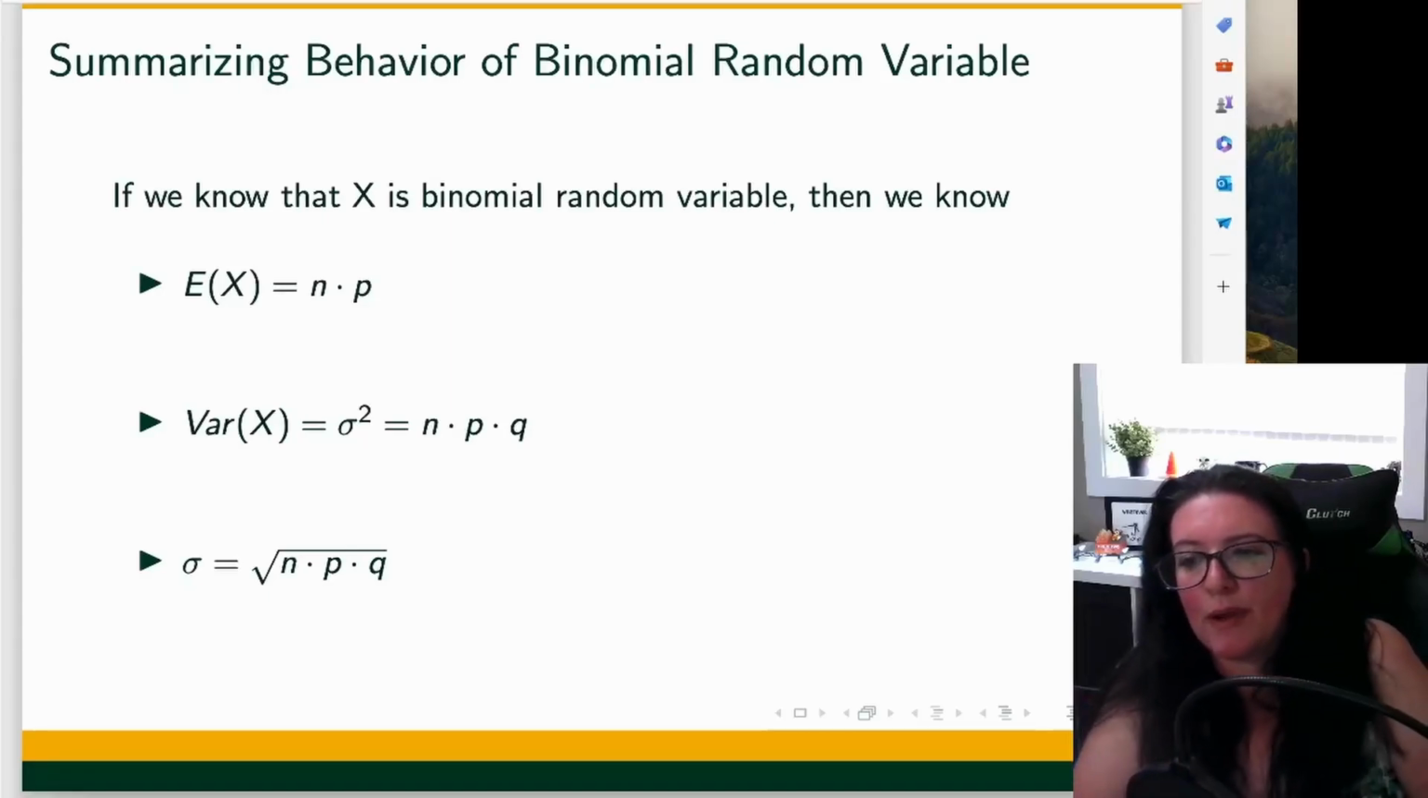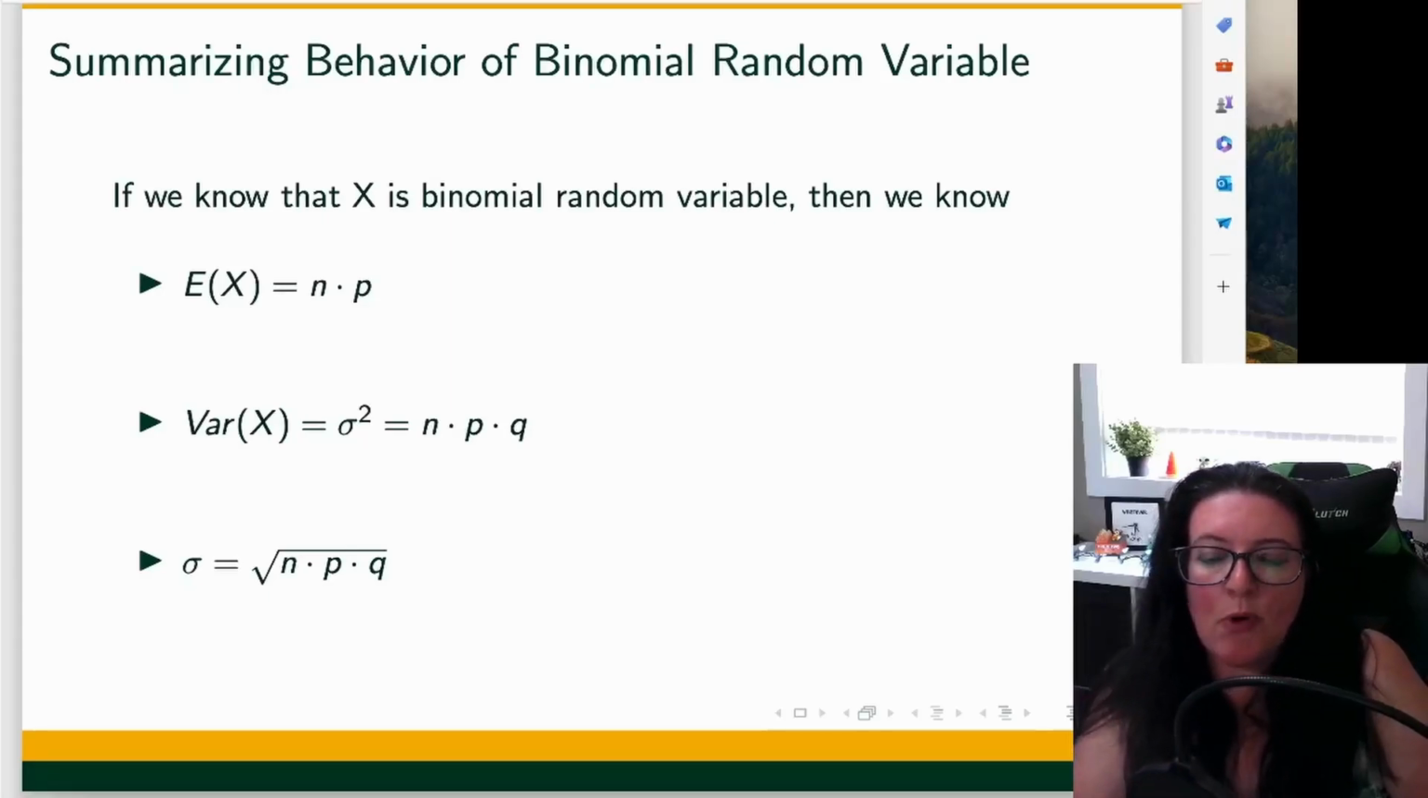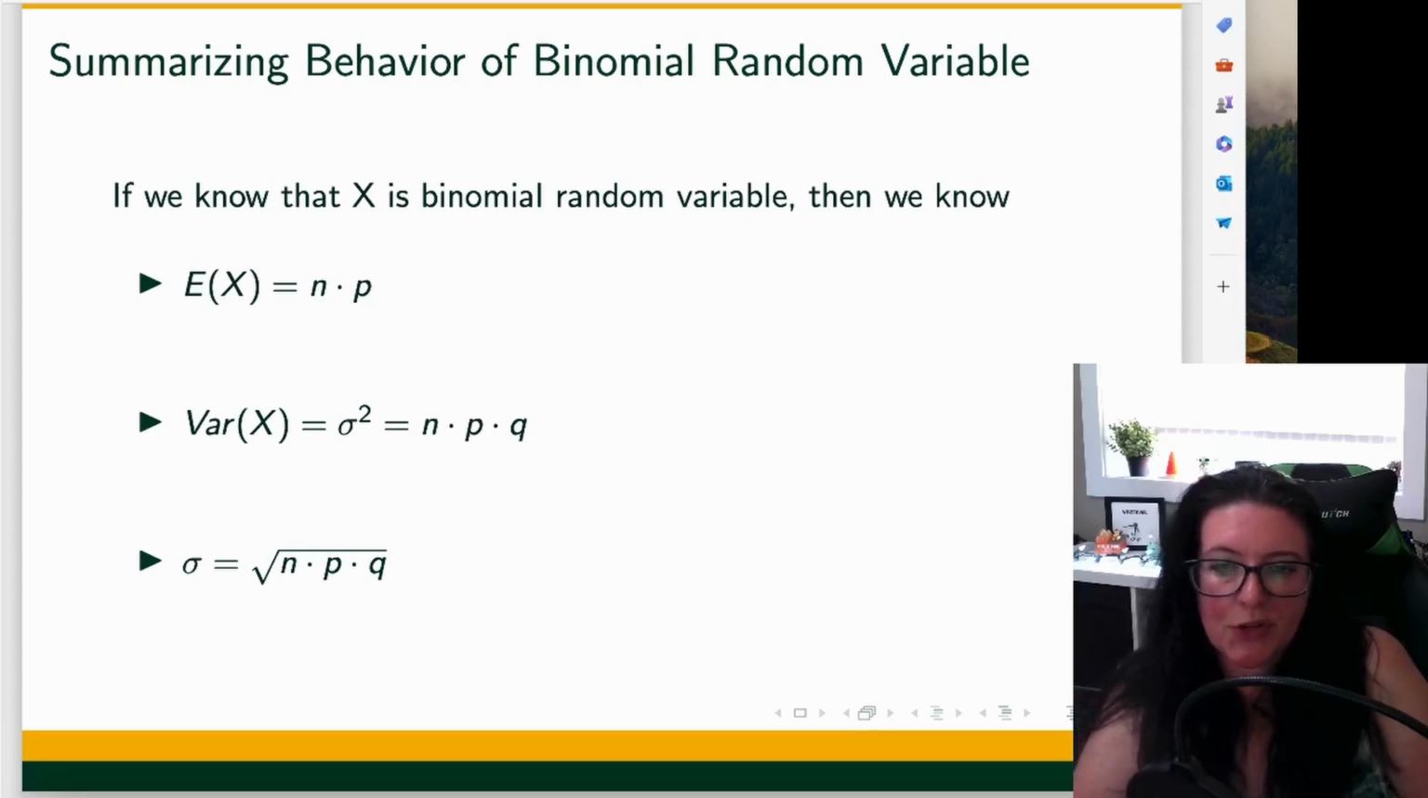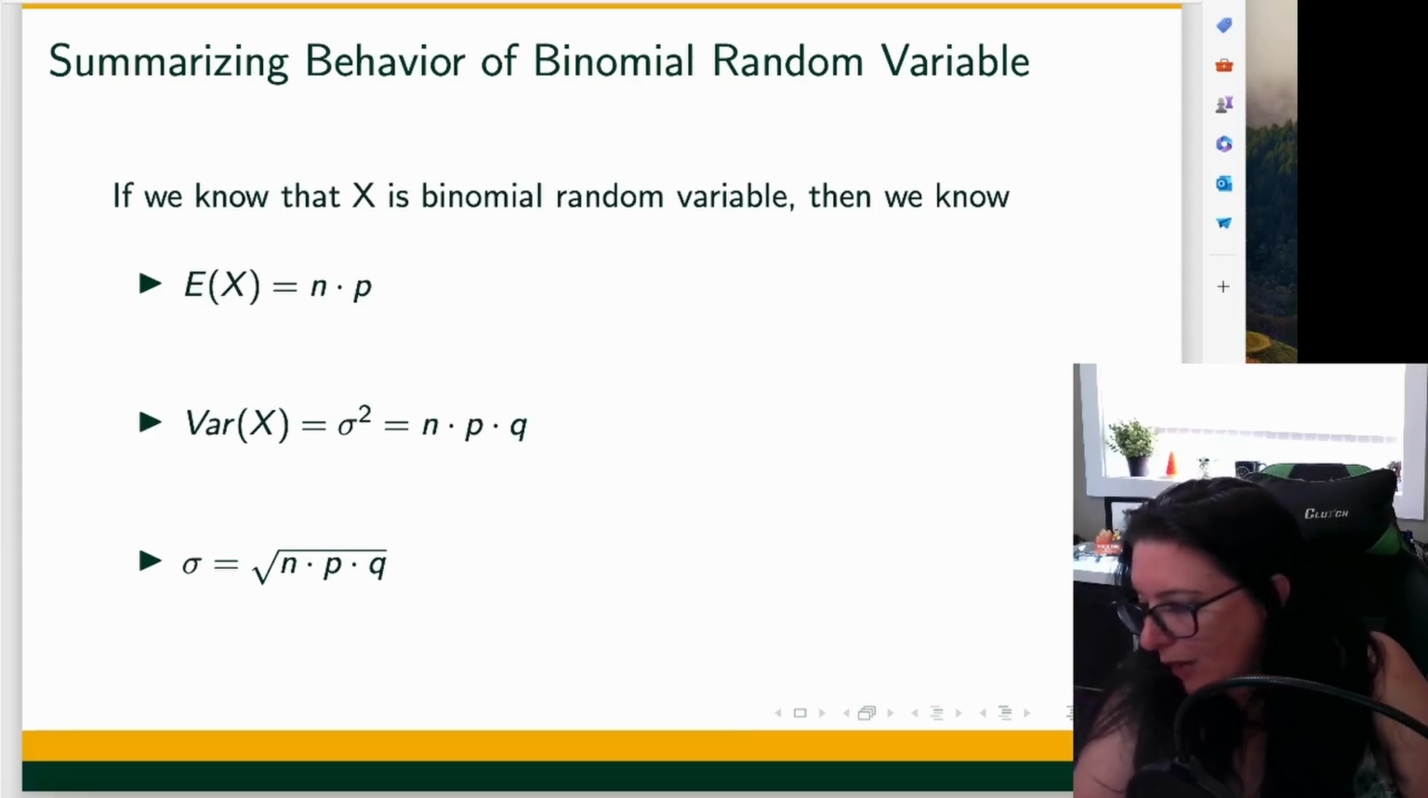Before we leave the topic of binomial distributions, it's important to know how to calculate the expected value, the standard deviation, and the variance of a binomial distribution. If we know it's a binomial distribution, you automatically know the expected value, the average, and the variance and the standard deviation.